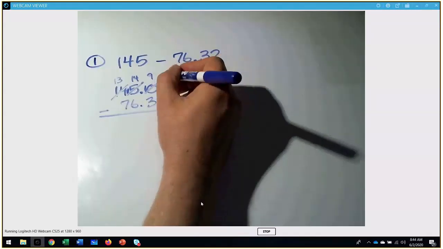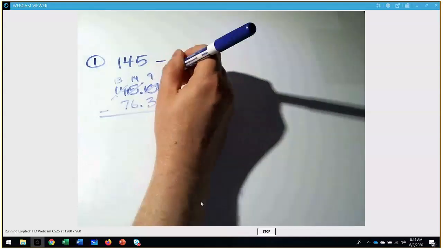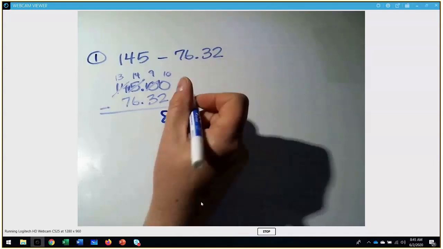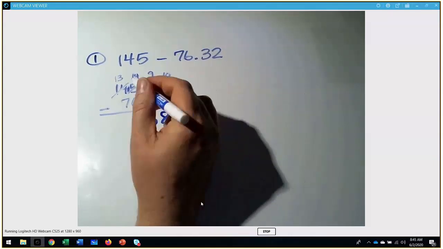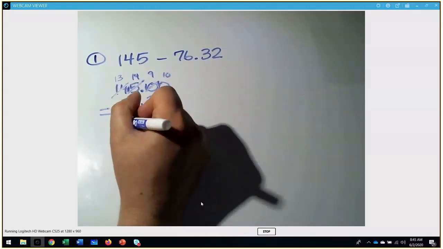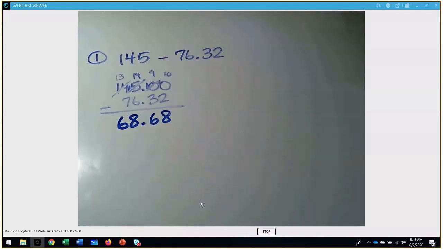So I'm going to just write this 10 up here so you can see it a little bit clearer. I have everything I need now. I can just do all of the subtraction at once. So 10 minus 2, 9 minus 3, 14 minus 6, and 13 minus 7. Bring down your decimal point, and that's it. And then, of course, you can plug it into your calculator, make sure you did it okay. 145 minus 76.32 should check out.